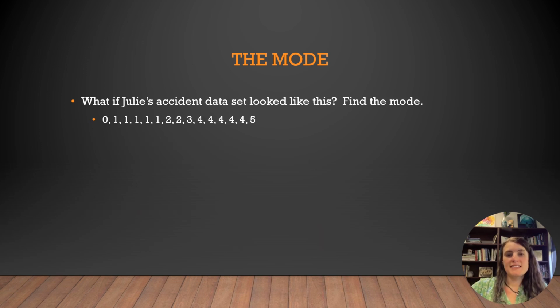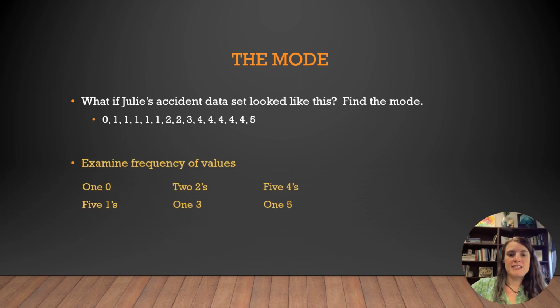What if Julie's accident data looks like this? Then what would the mode be? Well, let's analyze the frequency again. We see that one person each has reported 0 car accidents, 3 car accidents, and 5 car accidents. But this time, 5 friends have each reported either 1 car accident or 4 car accidents.